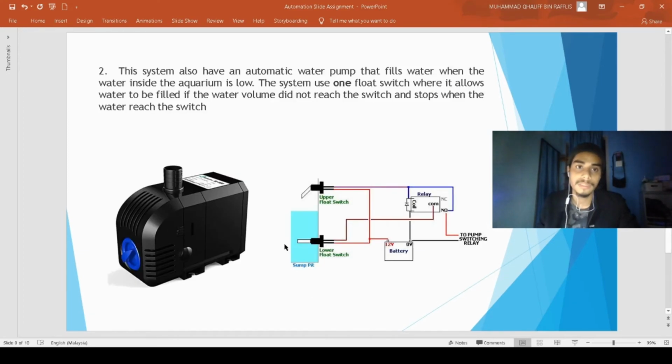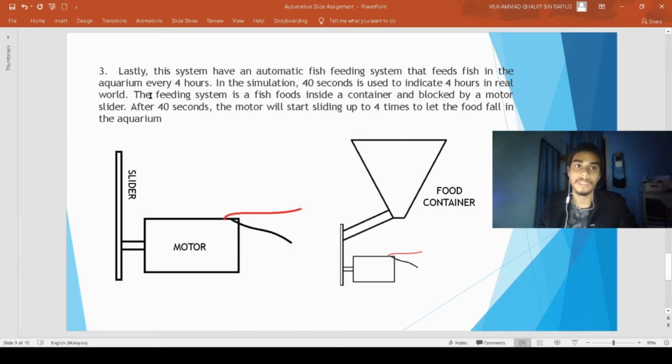Next, this system also has an automatic water pump that fills water when the water inside the aquarium is low. Basically, when the water in the aquarium is low, the water pump will turn on and the water will fill into the aquarium. Lastly, this system has an automatic fish feeding system that feeds the fish in the aquarium every 4 hours.